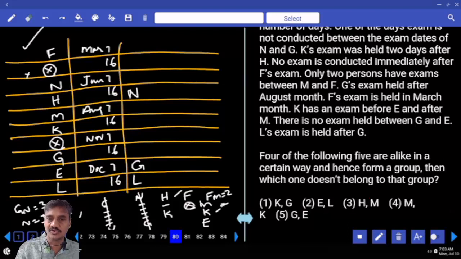And question 4 asks which of the following is the odd one out. Now K and G, in between K and G there is no examination. E and L are adjacent, and H and M are adjacent, and M and K are adjacent, G and E are adjacent. Hence, what is the answer here? Choice 1. And 1 day in between these two, and then the remaining are adjacent.